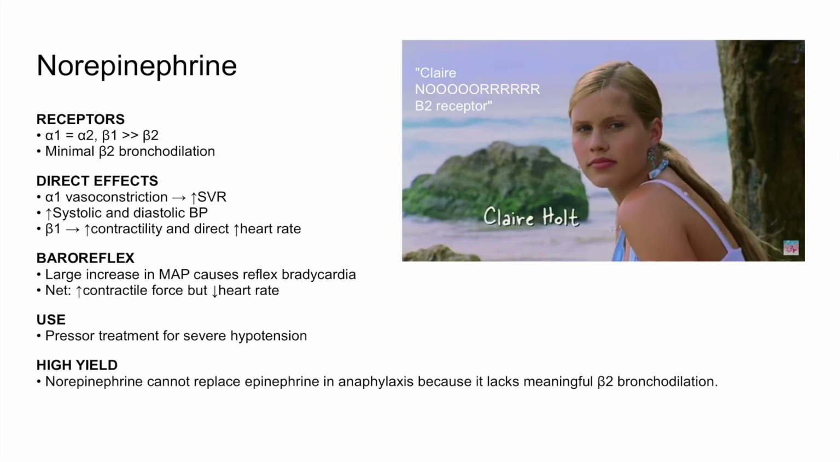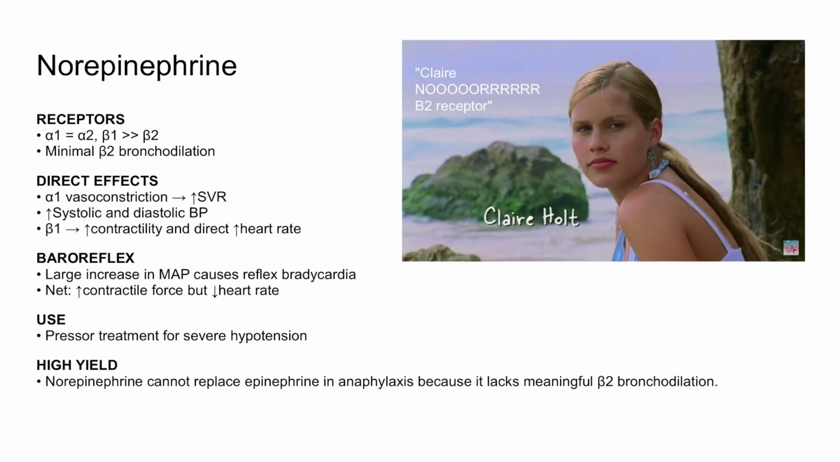So norepinephrine activates alpha-1, alpha-2, and beta-1 receptors with very little clinically meaningful beta-2 activity. Alpha-1 vasoconstriction markedly increases systemic vascular resistance and raises both systolic and diastolic pressure. Beta-1 activation directly increases cardiac contractility and would tend to increase heart rate. However, the large rise in mean arterial pressure activates the baroreceptor reflex, producing enough vagal activity that the net heart rate effect is commonly bradycardia. Thus, norepinephrine increases contractile force while the pulse may decrease.